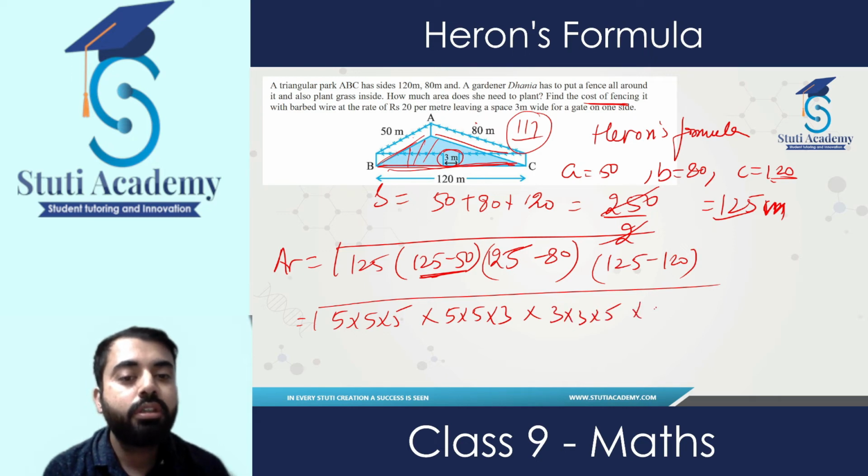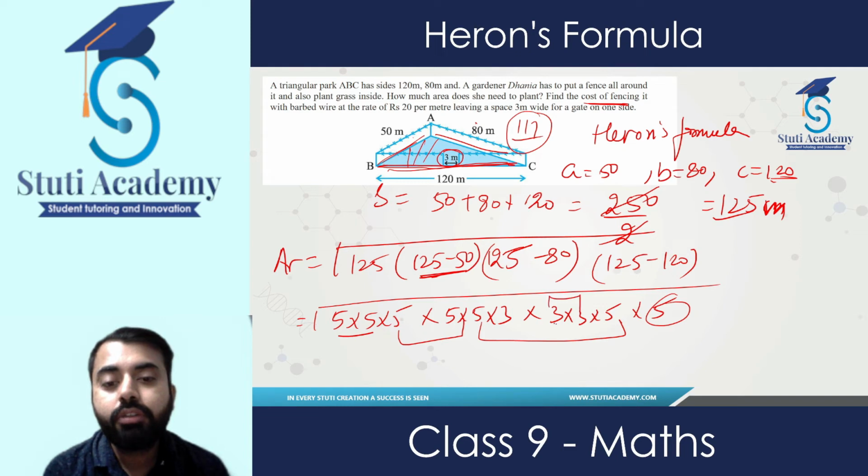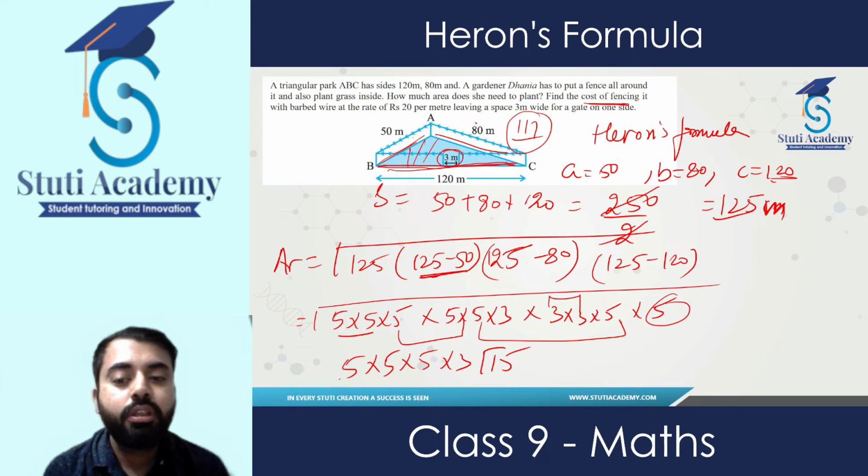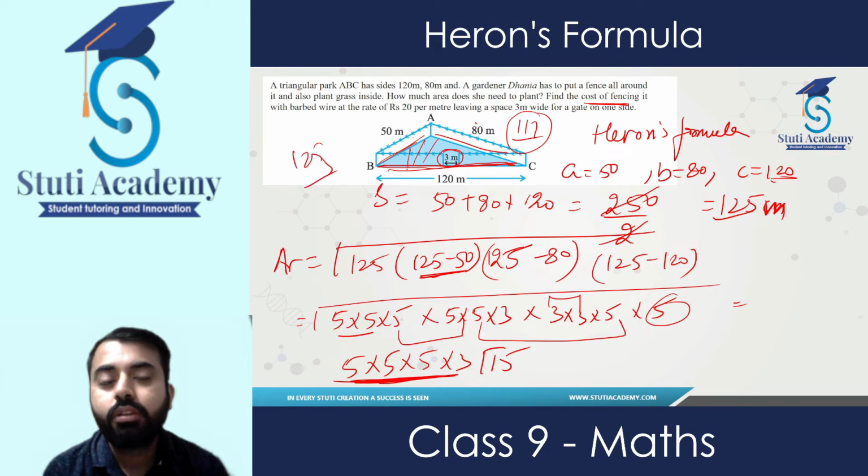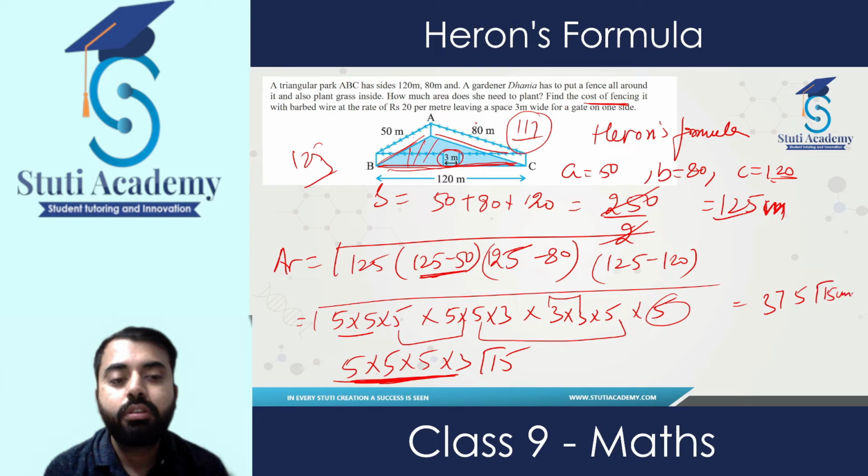And this will be what? 5 only. Now, I have a pair of 5, I have another pair of 5, I have another pair of 5 and a 5 common. And I have a pair of 3 as well. That means 5 into 5 into 5 into 3, 15. All this, whatever you get, 125 into 3 will be what? 375 root meter square.